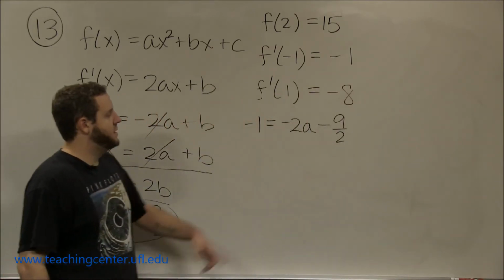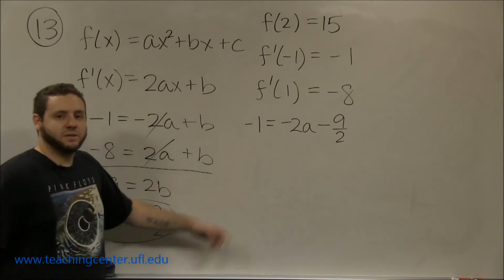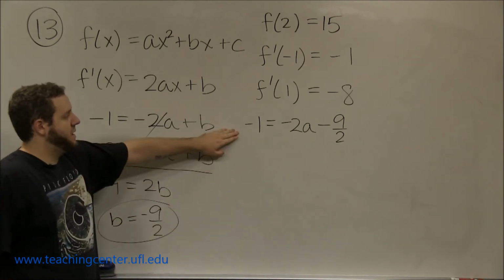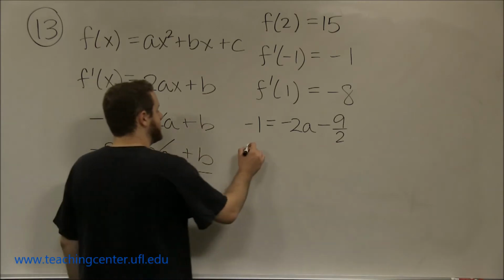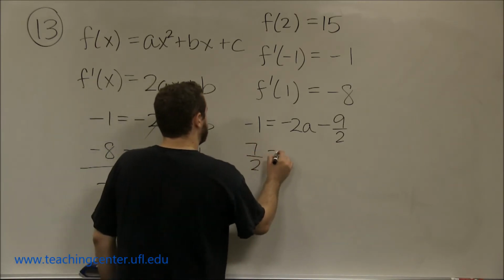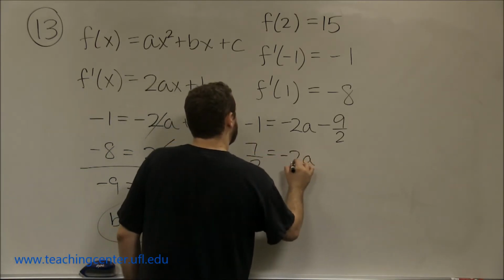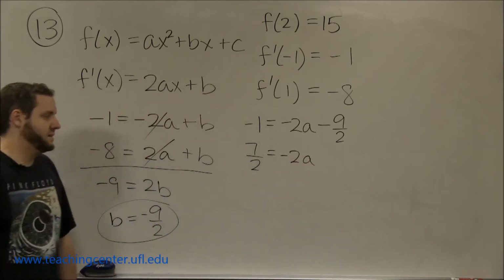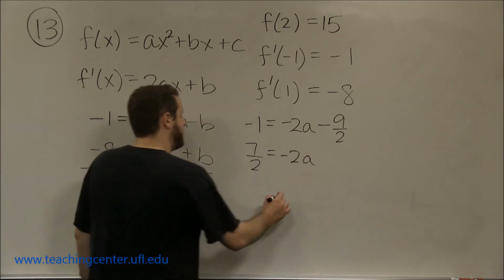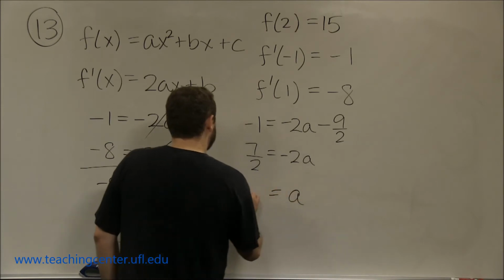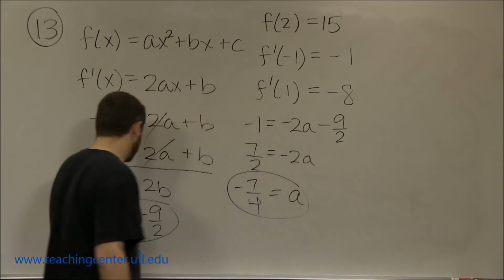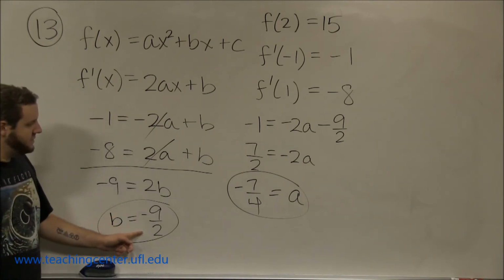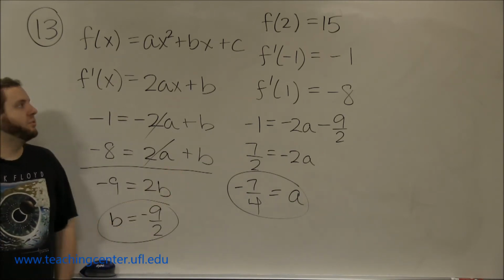To solve for a, we'll add 9 over 2 over to this side. So remember that -1 would be -2 over 2, but we're adding 9 over 2. So that's going to give us 7 over 2 equals -2a. And therefore, if we divide by -2, we get that a is -7 over 4. So we get that b is -9 over 2, a is -7 over 4.